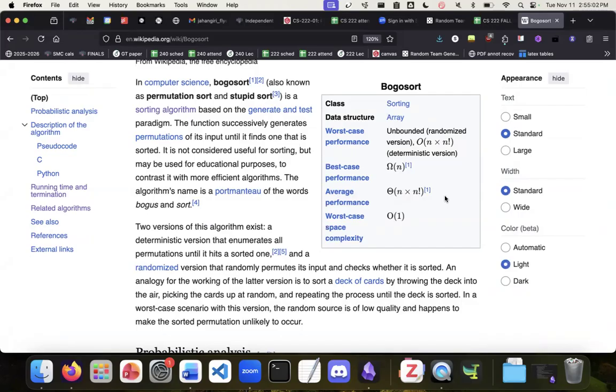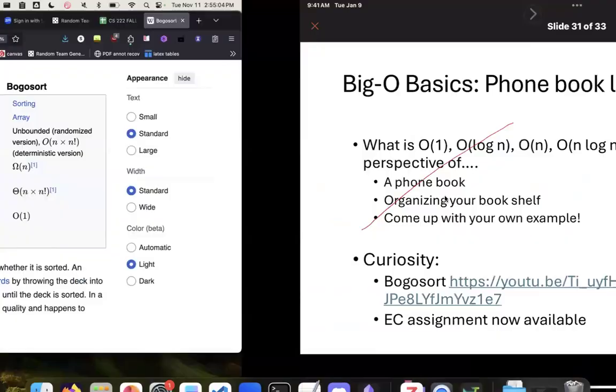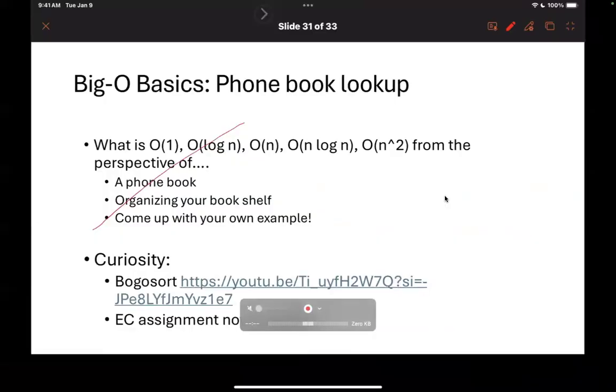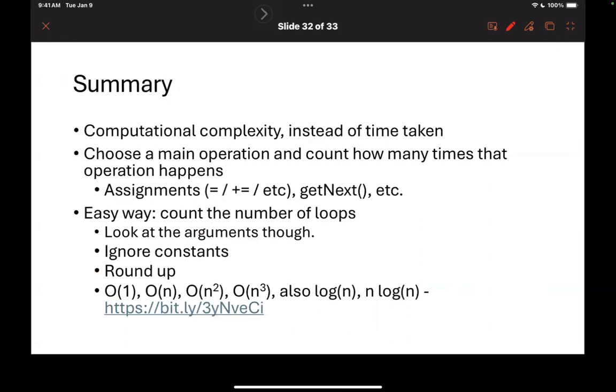Bogosort is a famously terrible sorting algorithm, and you have an extra credit assignment to give me an algorithm that's worse than Bogosort. It's going to take work, and you have to convince me. If you can come up with that, great. There's a Wikipedia page for Bogosort with a list of things worse than Bogosort.